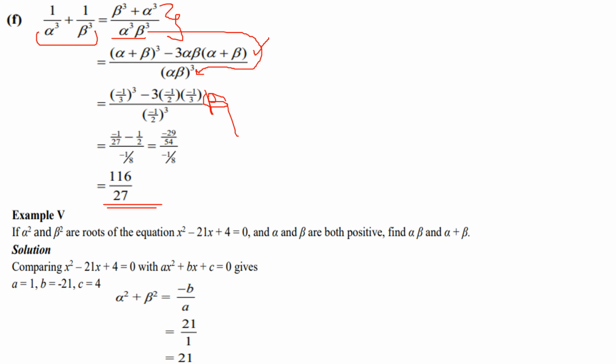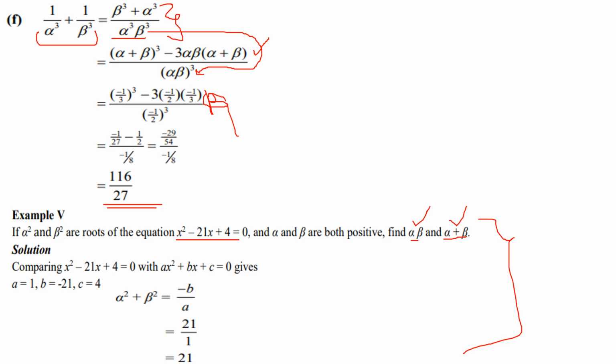Now going on to the essay questions as presented by UNEB. You are being told that given alpha squared and beta squared are roots of this equation, and alpha and beta are both positive, find alpha beta and alpha plus beta. In other words, they're telling us to find the sum of roots and product of roots. So we're going to start from there.